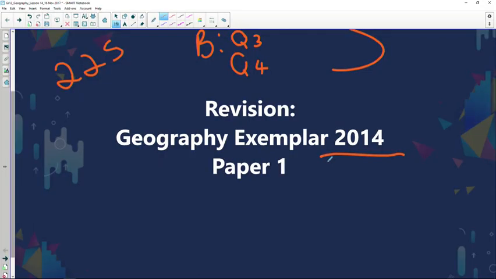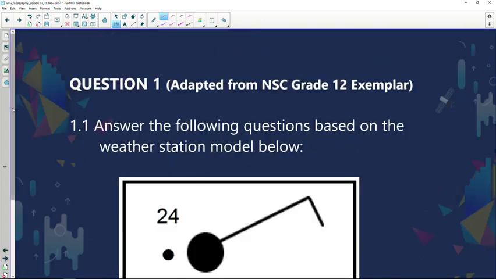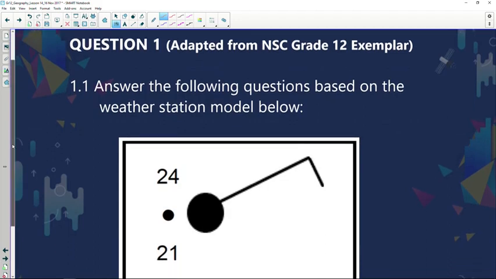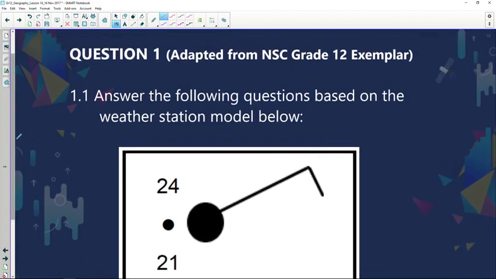Like I've mentioned, it's a paper from 2014, and we're going to start right off with question number 1. The first question states, answer the following questions based on the weather station model below. Before looking at the questions, let's quickly look at this weather station model.